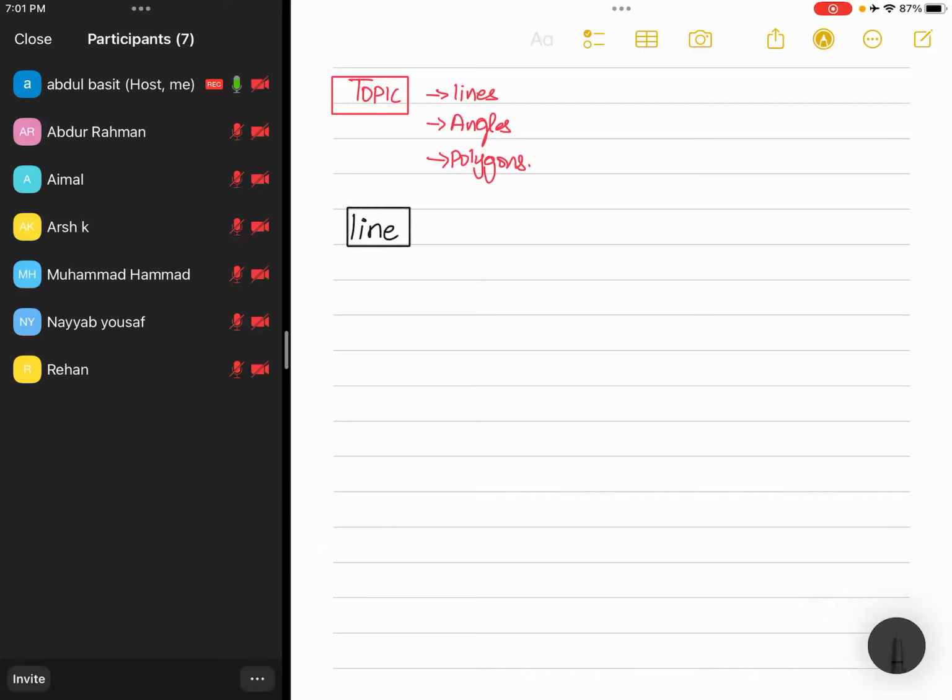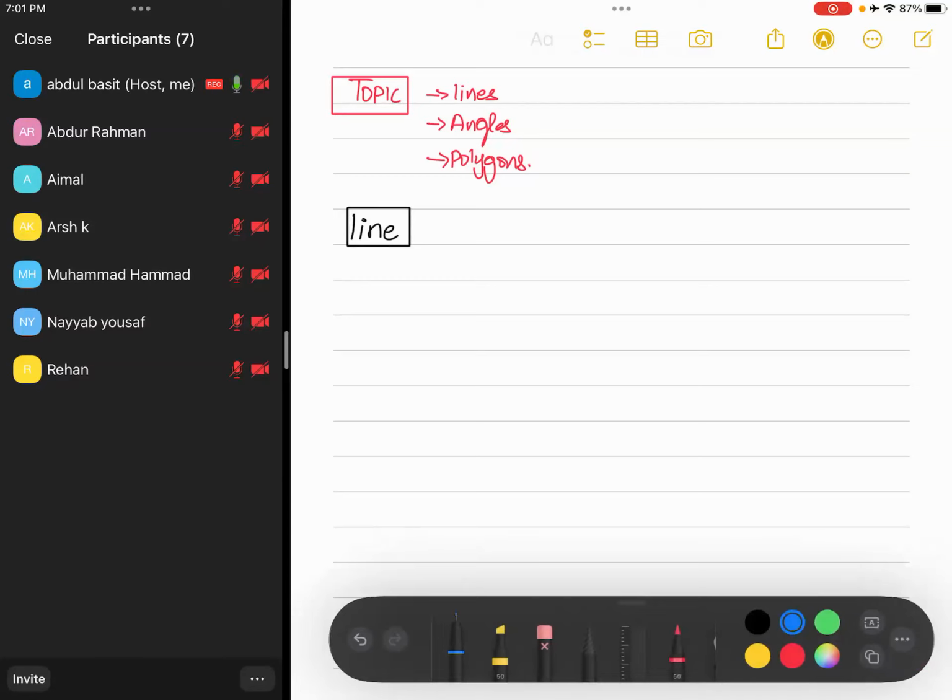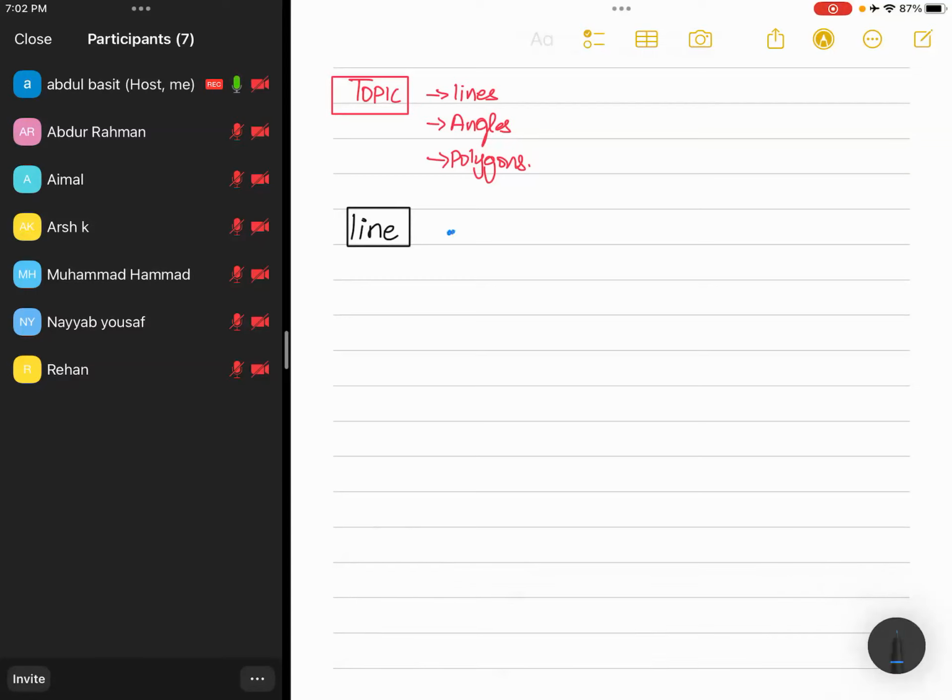Okay, line is made up of all... 1, 2, 3, 4, 5, 6, 7. See, I'm connecting all the dots. By connecting points, we can get a line. Math started from a point. मैथ्स जो है वो स्टार्ट हुई थी पॉइंट से. जब बहुत सारे पॉइंट्स मिले तो they made a line.